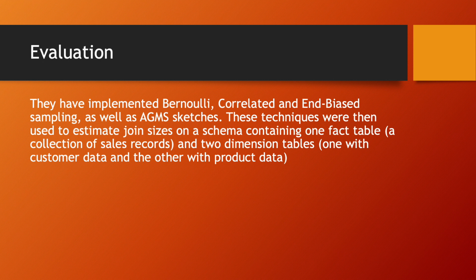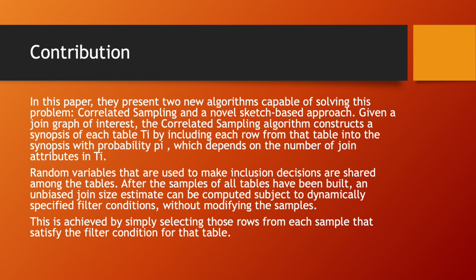They have implemented Bernoulli, correlated, and end-bias sampling as well as AGMS sketches. These techniques were then used to estimate joint sizes on a schema containing one fact table and two dimension tables. In this paper, they present two new algorithms capable of solving this problem: correlated sampling and a novel sketch-based approach.